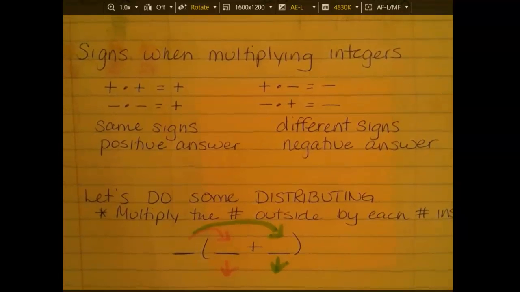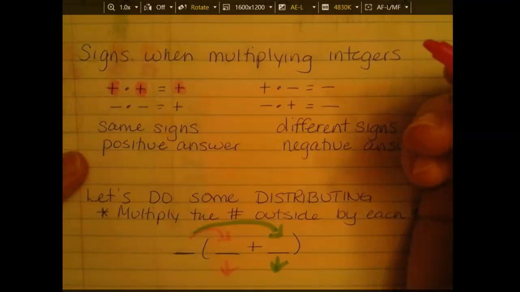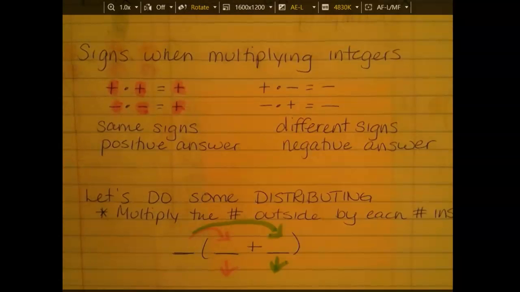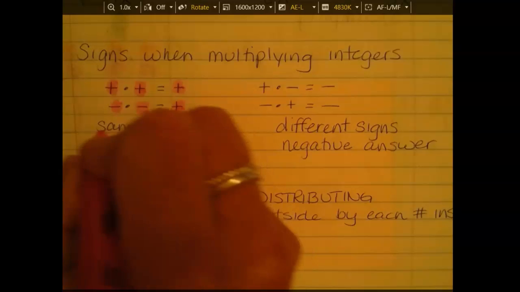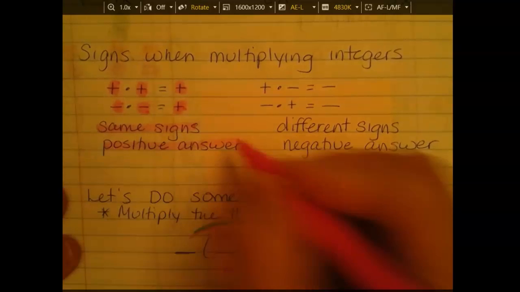Okay, so this is just a reminder that when we have a positive times a positive, we get a positive answer. A negative times a negative gives a positive answer, right? So we often will say same signs, positive answer for multiplication.